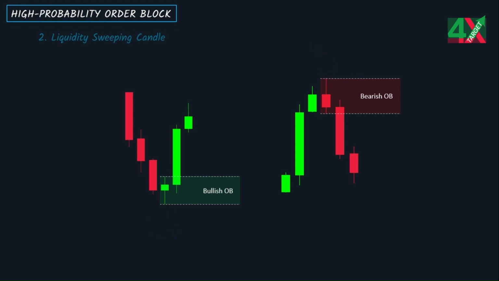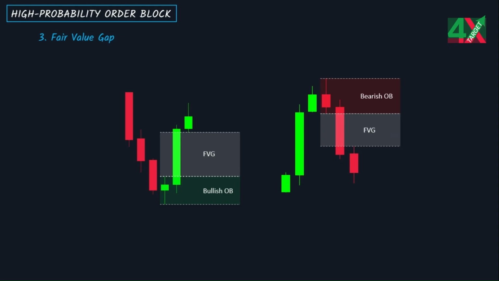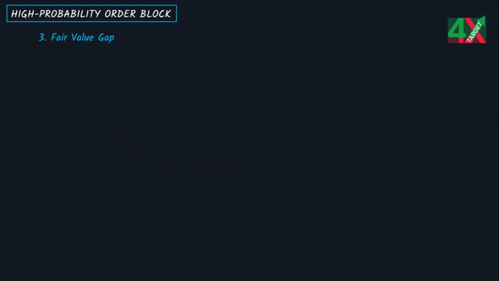Another critical condition is the presence of a fair value gap after the liquidity sweep candle is identified. A fair value gap is formed using a 3-candle structure, but an important point to understand is that these 3 candles are not always consecutive. Let's break this down.